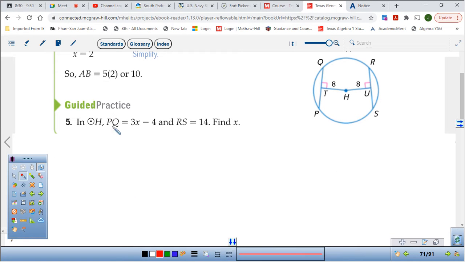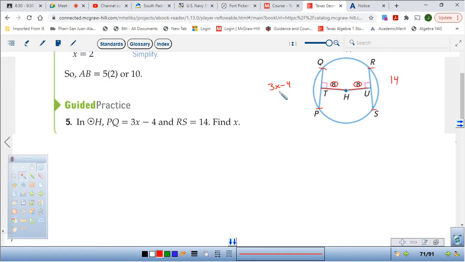So in circle P, where's PQ? PQ is equal to 3x minus 4, from here all the way to here. All right. RS is equal to 14. RS is equal to 14. Well, guess what they show me here? They sneakily show me another way of showing that two line segments are congruent. From here to here, it's showing me that it's 8. From here to here, this is 8.